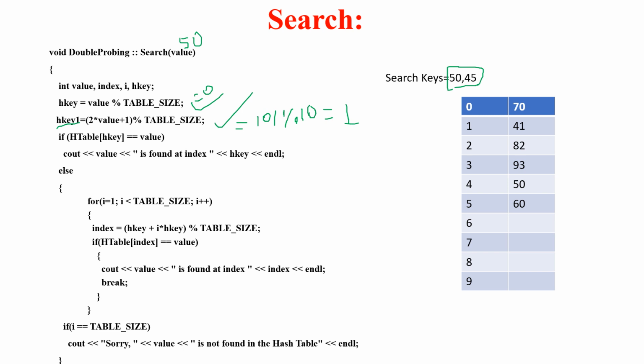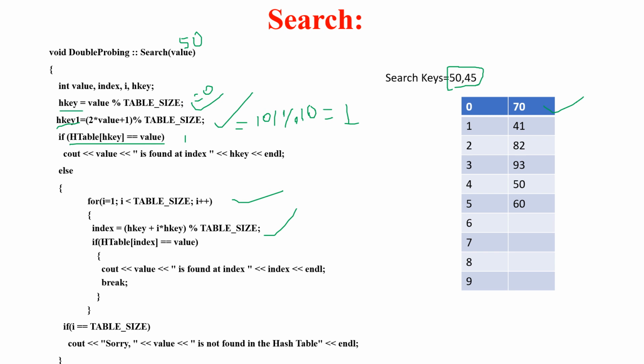Now come here, check whether the 0th value is equal to 50. Whatever the 0th index value is, 70. Is 70 equal to 50? No, the condition fails. Then come to the else part.